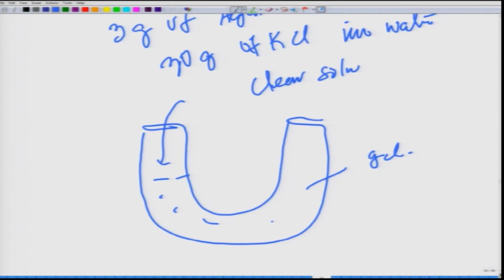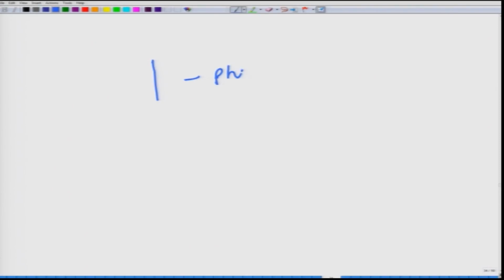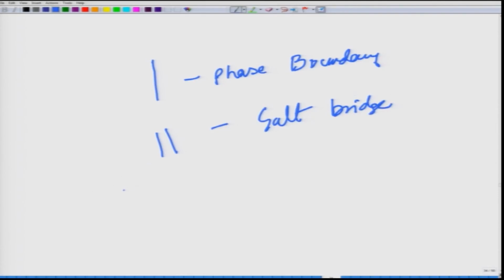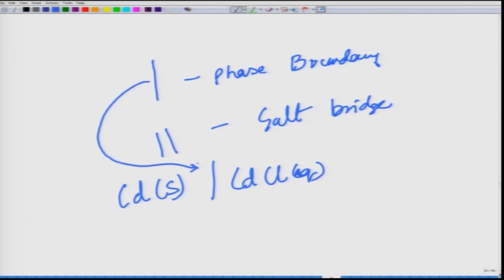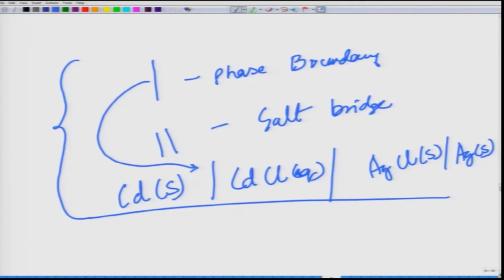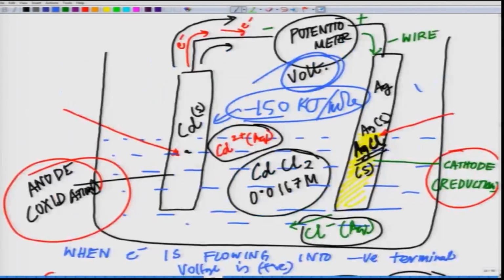And talking about the line notation, a single line shows the phase boundary and the double line shows the salt bridge. So, the cell in this case is cadmium solid, CdCl aqueous. This is the phase boundary between cadmium and cadmium chloride, and this is the electrode we talked about earlier, where you do not have any separation. You have the AgCl solid, Ag solid. So, this is where we could achieve it with a single electrolyte.